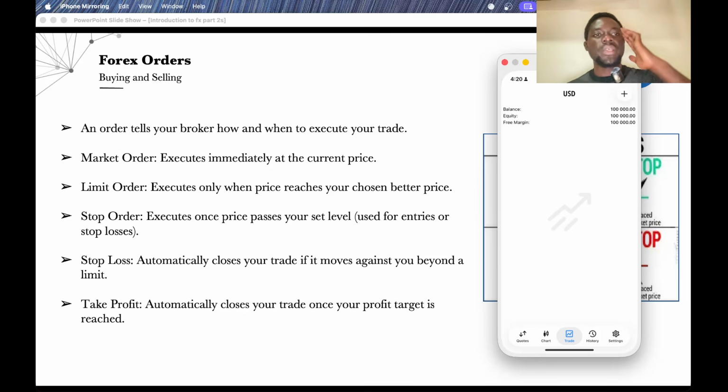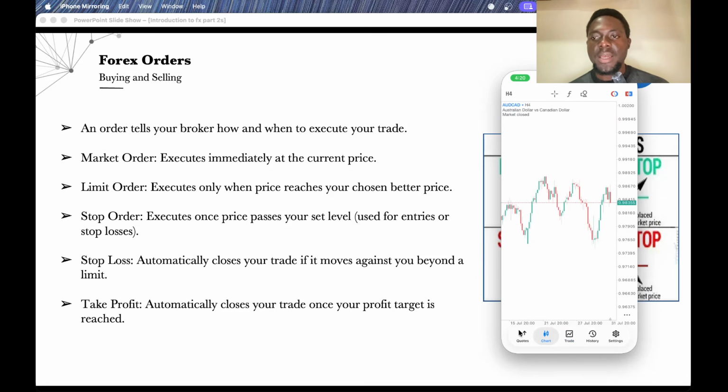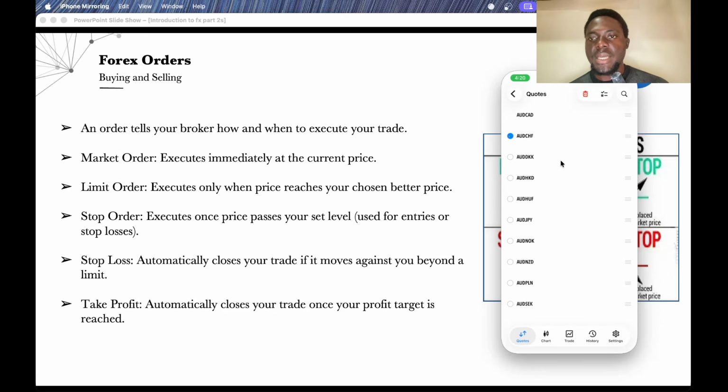Yes. So forex orders, buying and selling. An order tells your broker how and when to execute your trade. You understand? So let's say I put a trade inside this. I'm going to look for BTC because BTC is the only market that is active. The crypto market is the only market that is active during weekends. My microphone is still active.